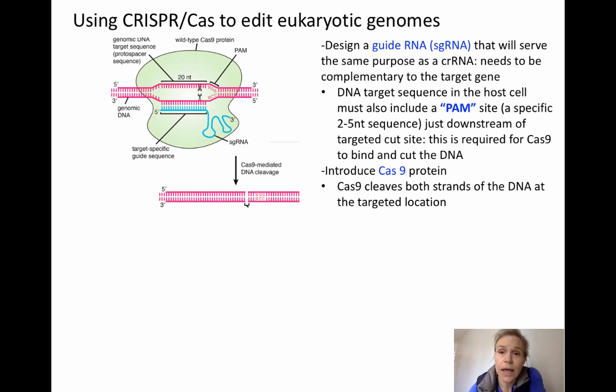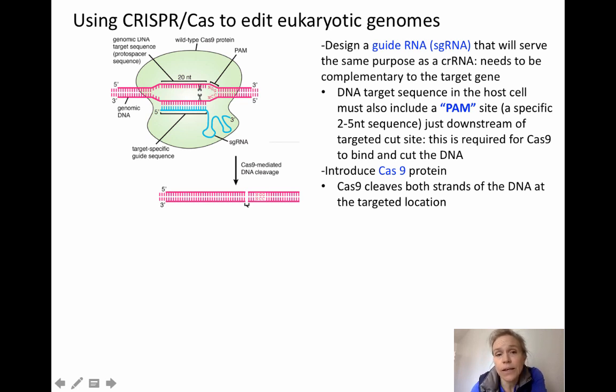You design an RNA sequence that is complementary to that sequence, and that will then target that region for mutation. That's called a guide RNA, sometimes referred to as an sgRNA. It's basically the same thing as the CRISPR RNA that we were talking about before in bacteria. It's just going to be complementary to a specific target gene. There are lots of specific regions in the genome that can be targeted this way.